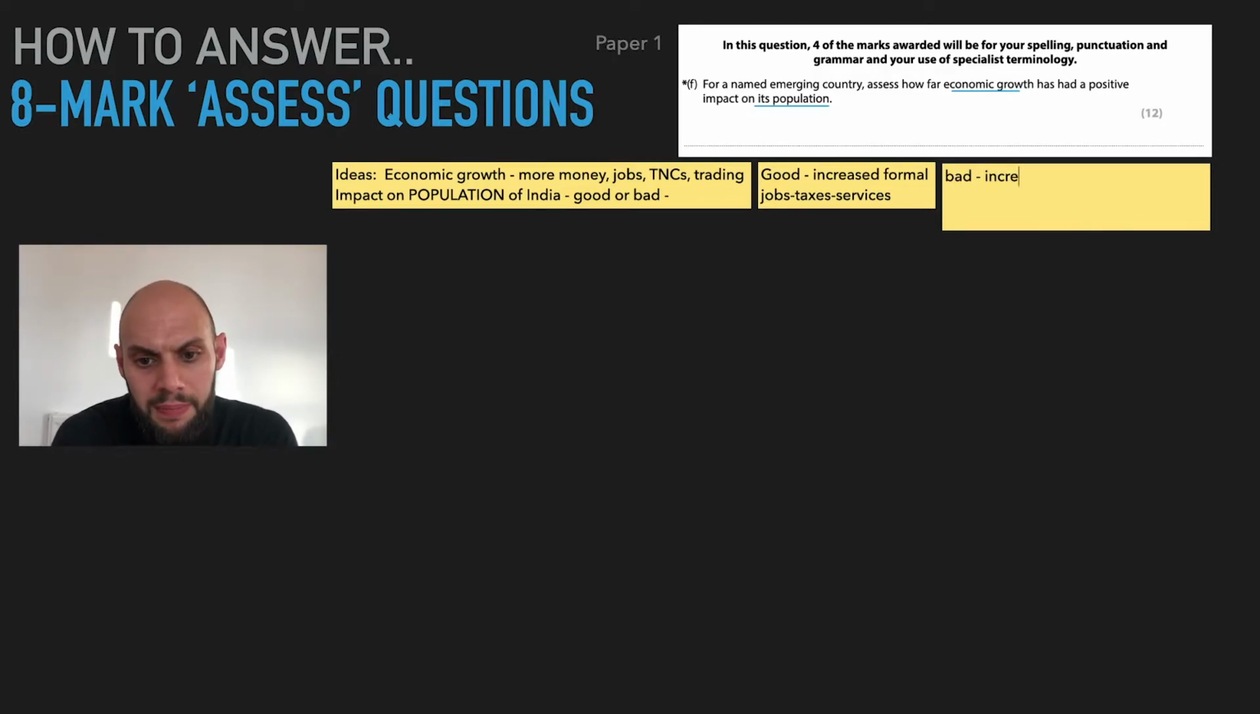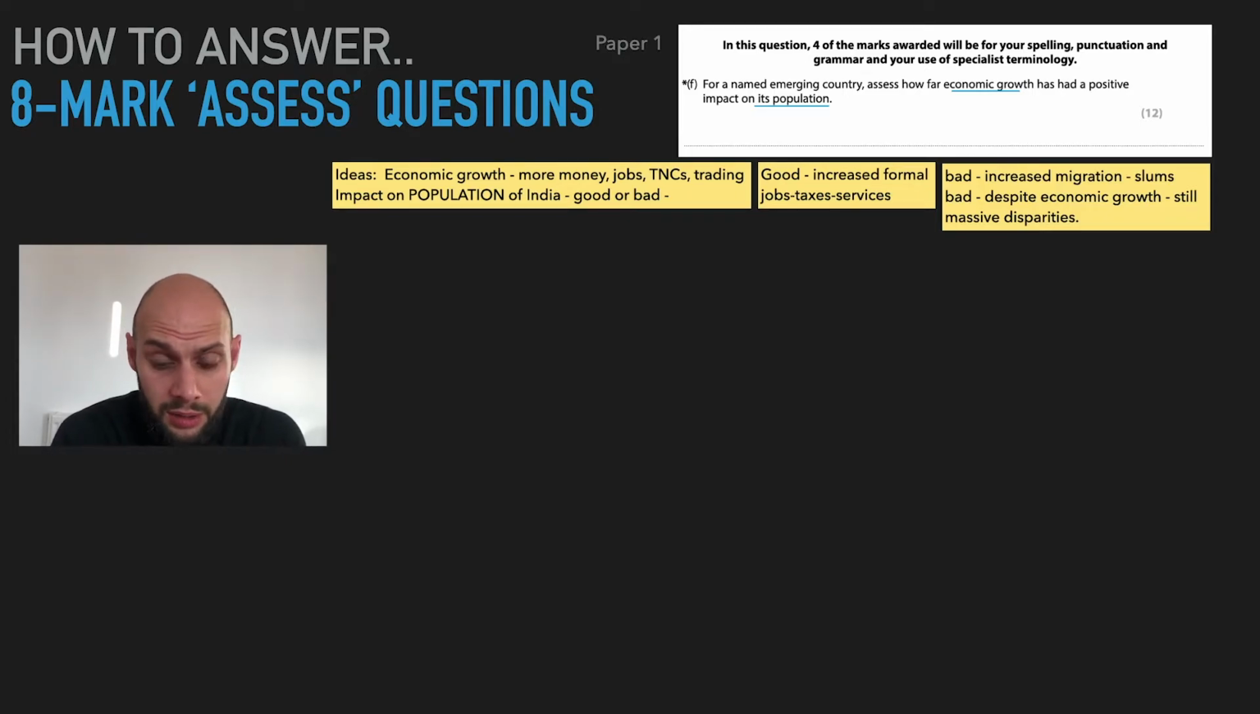I do know that it's been bad because of the increased migration into places like Mumbai, which has created slums. It's also been bad because despite this growth, I know that there's still massive disparities, inequalities, differences in India. So right there, straight away, actually, I've got 3 things which I could rate from 1 to 3.